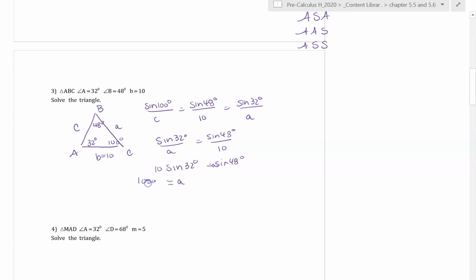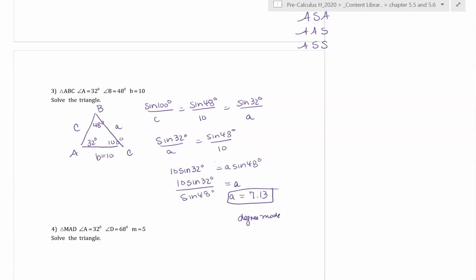So if you divide 10 sine 32 by sine of 48 degrees, go ahead and pause the video, make sure you're in degree mode, and you can find A. Hopefully you typed this into your calculator and got 7.13.